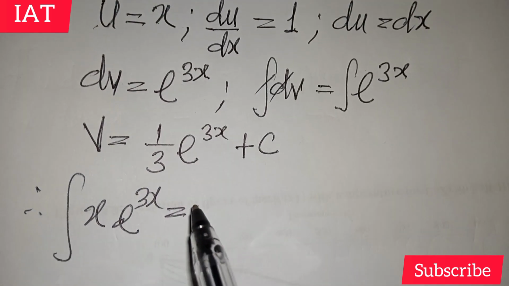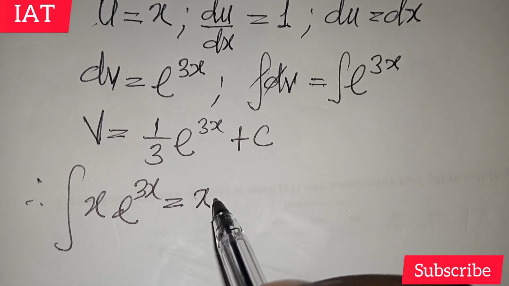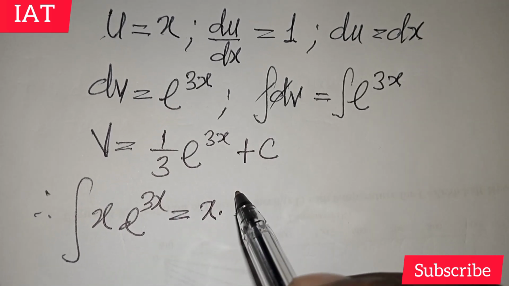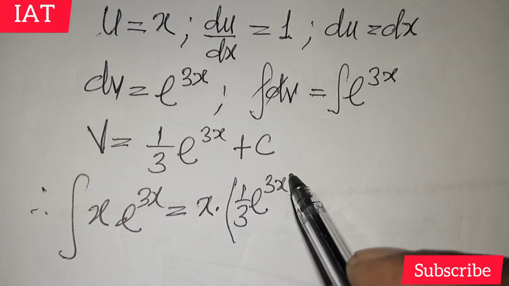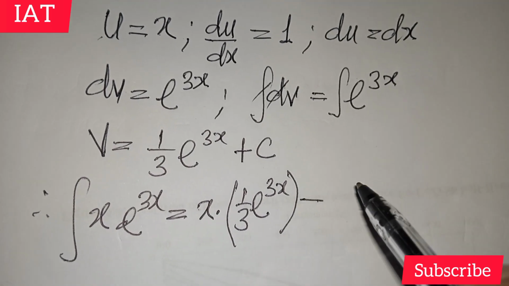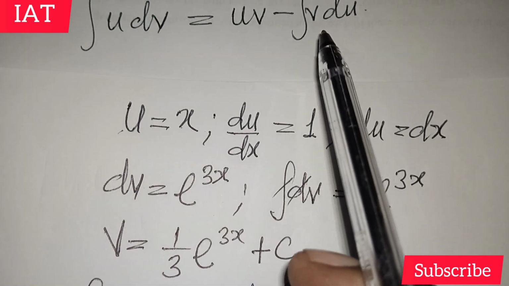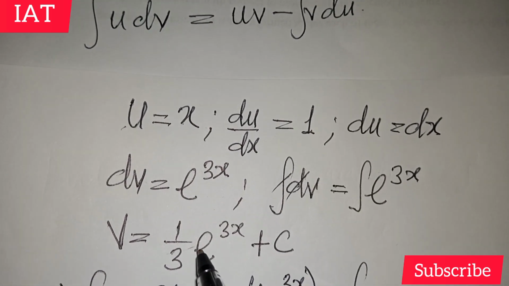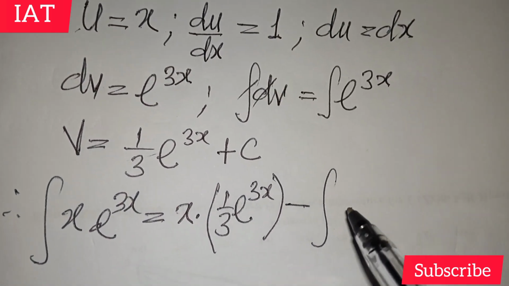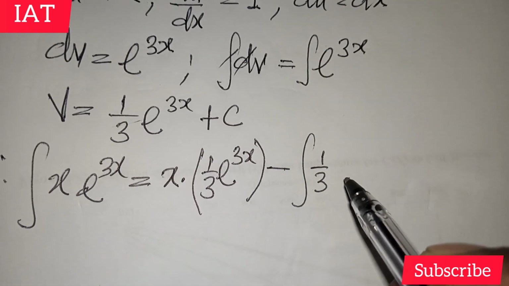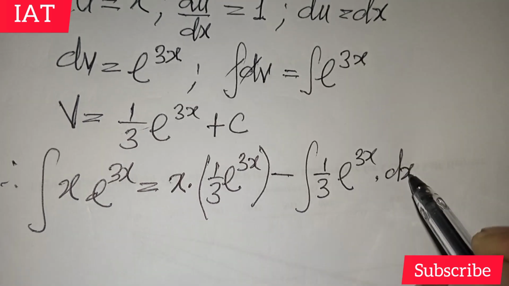So we'll be having x multiplies by the next one, 1 over 3 exponential 3x, right, minus the integral of the right hand side. We have our v to be the whole of this, and the du is just dx. So we just have the right hand side to be 1 over 3 exponential 3x times the dx.